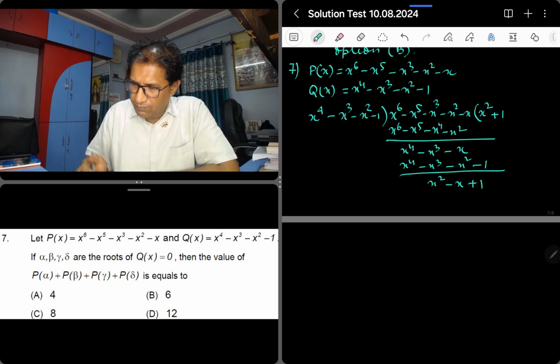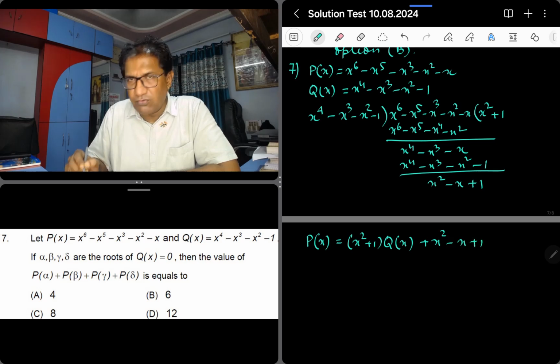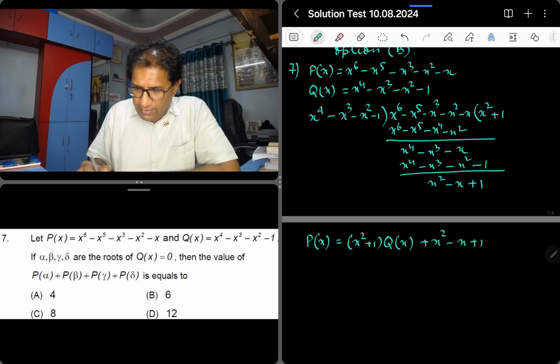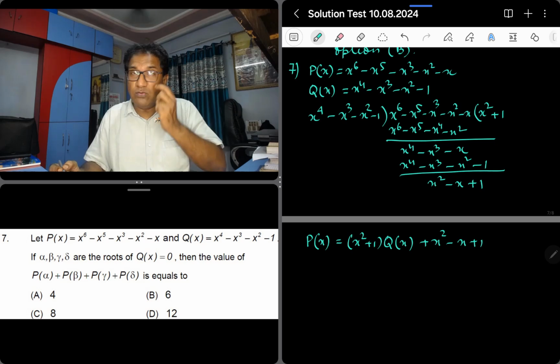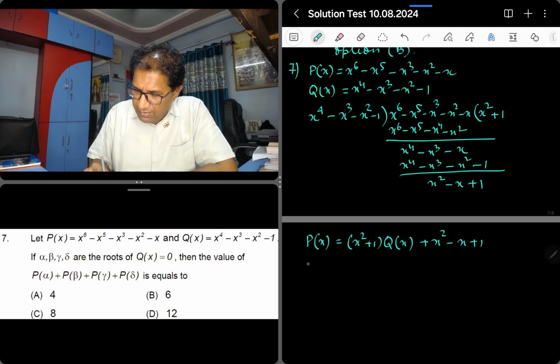Therefore, your px can be written as quotient into qx plus the remainder. This is the easiest way of doing this sum. Now, we have been said to find out the values of p alpha plus p beta plus p gamma plus p delta. Therefore, your p alpha will be this part.